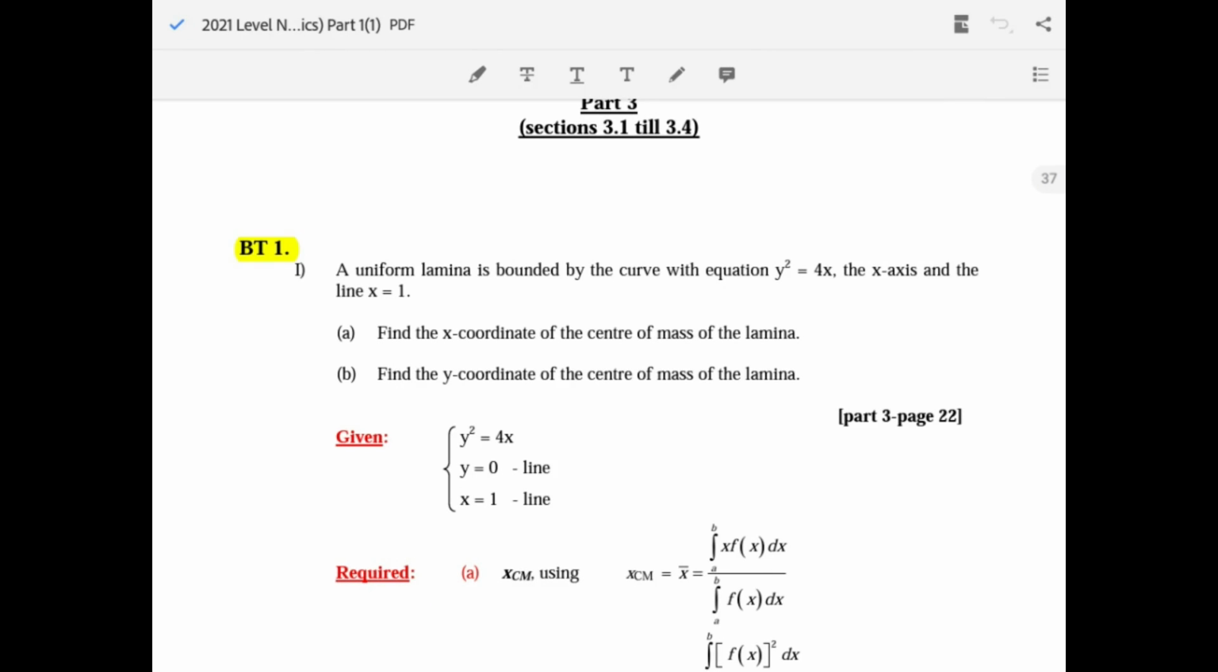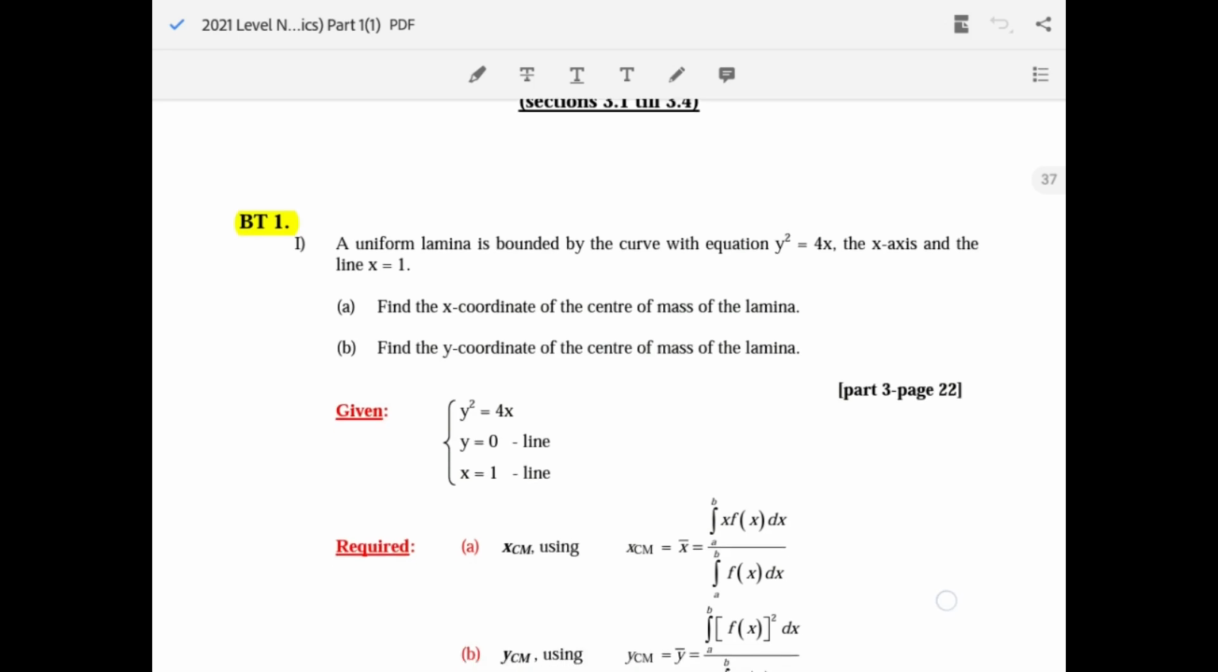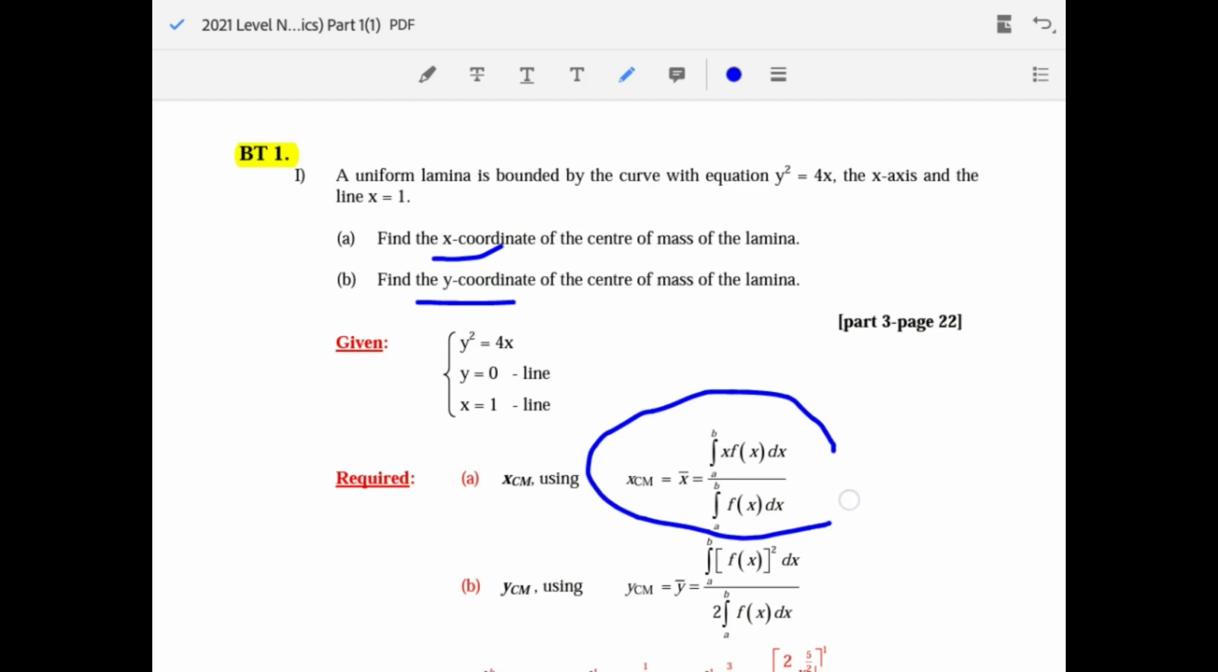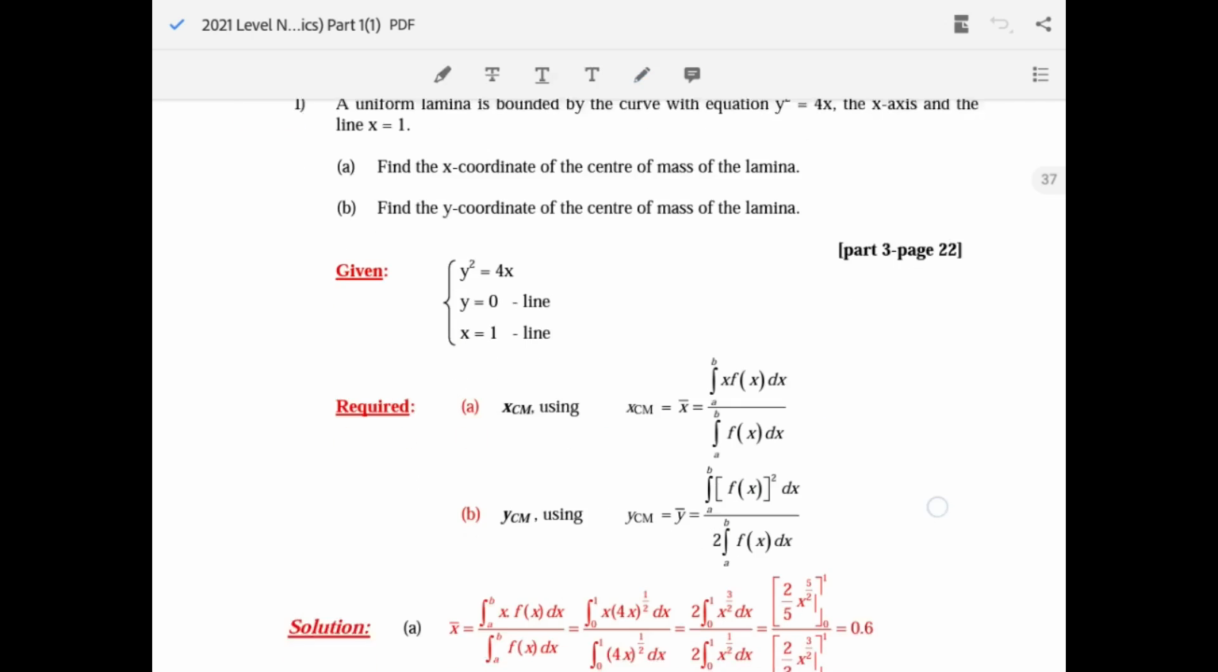Mechanics part 3, number 1. So a uniform lamina is bounded by the curve, and you have to find the center of mass of the area. Here, to find the x-coordinate, you have a formula. To find the y-coordinate, you have another formula. It's right here. If you want, you can take note of it and then use it for the exam.